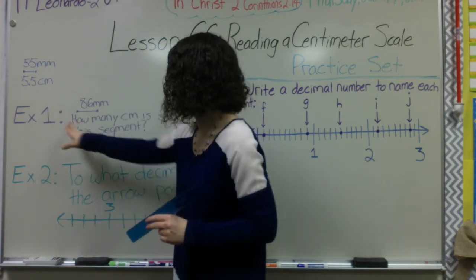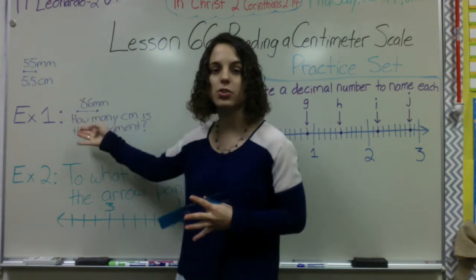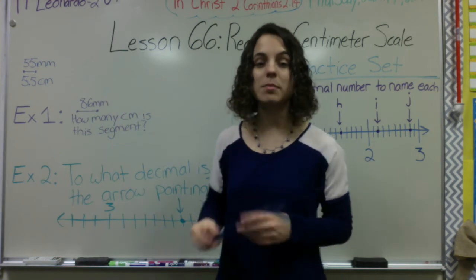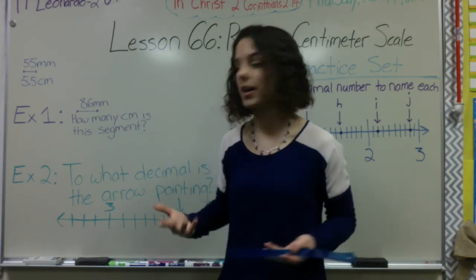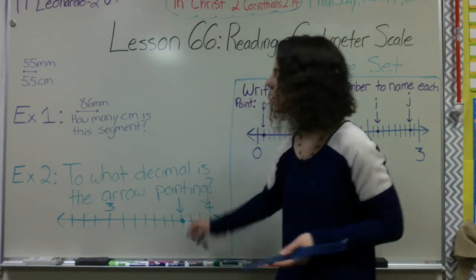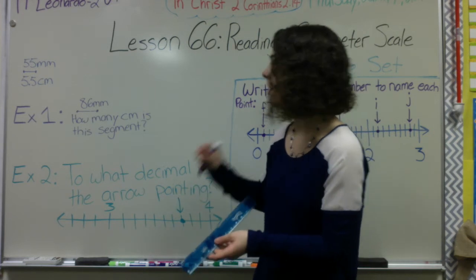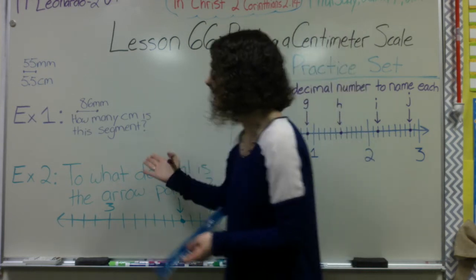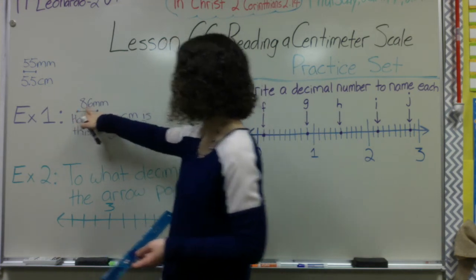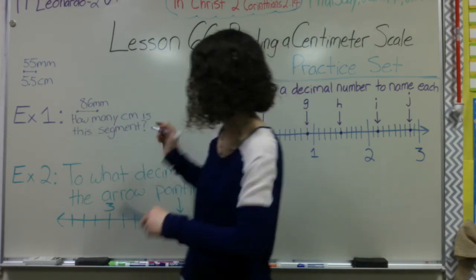So example 1 says, how many centimeters is this segment? Since you can't really measure on the screen, I've already given to you that it's 86 millimeters. So if it's 86 millimeters, how many centimeters would it be? Well, because 1 millimeter is a tenth of a centimeter, you can just write this as a decimal point. We know that we have 80 millimeters in here altogether, which equals 8 centimeters. So I know I have at least 8 centimeters.